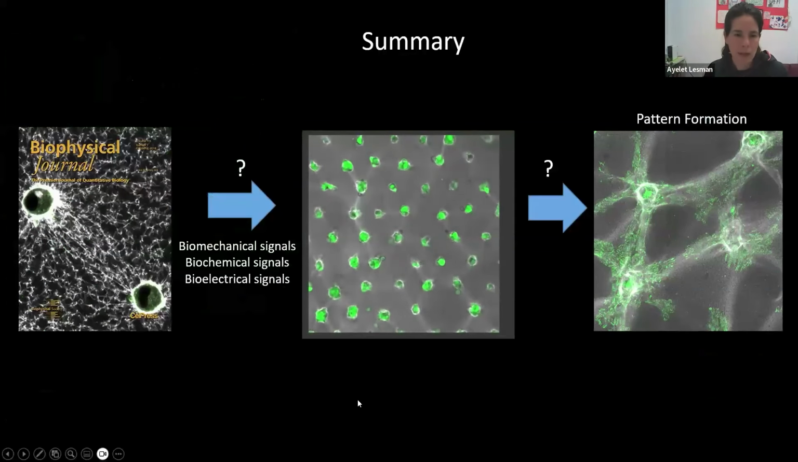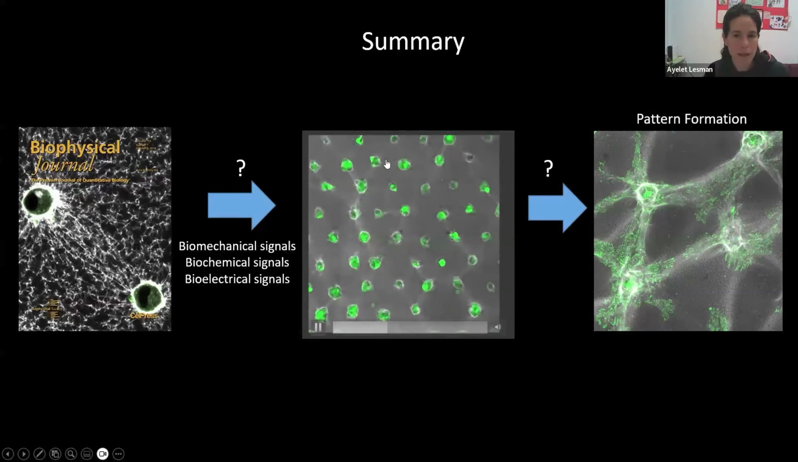So with that, I would like to finish. This is just a summary slide. We start from here. Basically, we see the mechanical interaction between cells, which can extend to multicellular systems. There could be a lot of signals going on here. We basically focus on the mechanical signals, but there could be biochemical signals and definitely also bioelectrical signals.